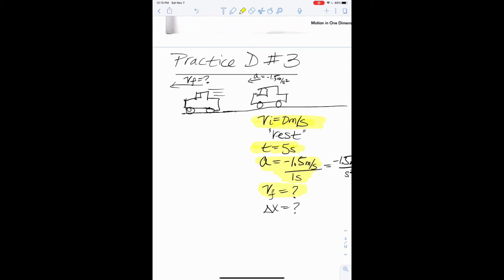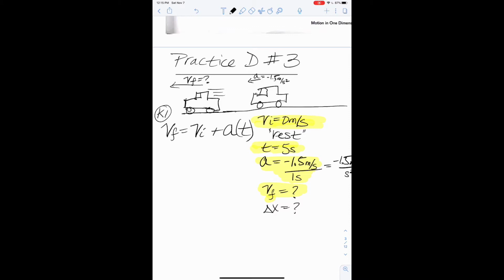So we want a formula without delta X. I think this is going to be K1, which is usually my favorite formula to use because it's the easiest one. So I'm just going to go ahead and write K1 up here. VF is equal to VI plus AT.